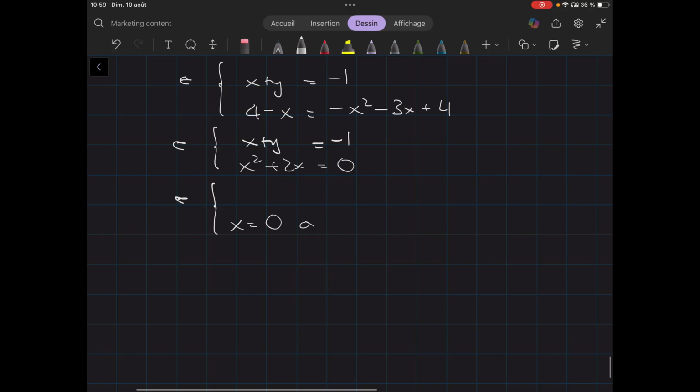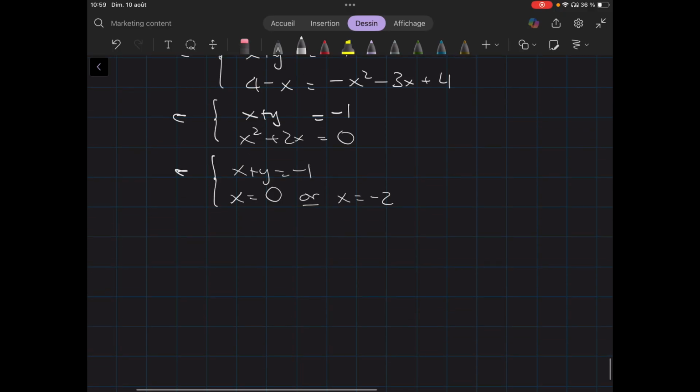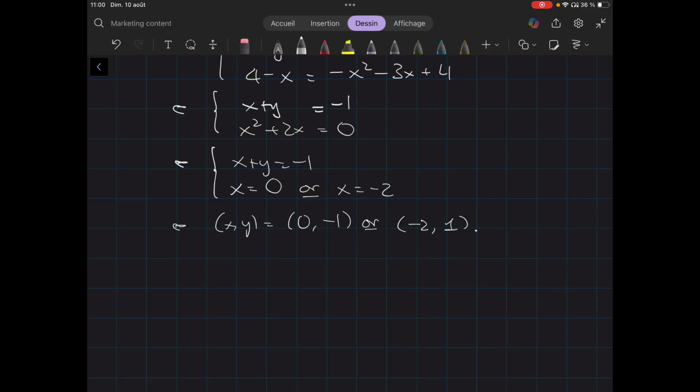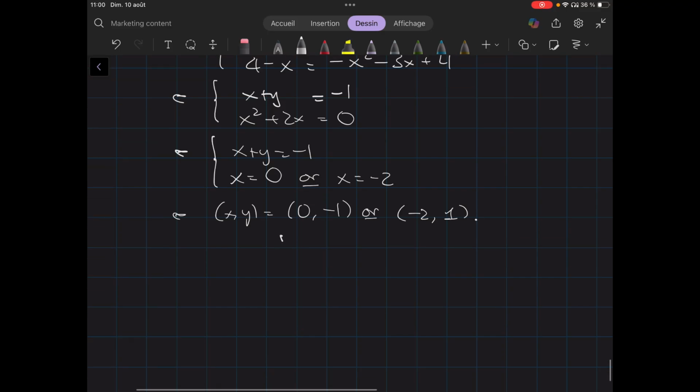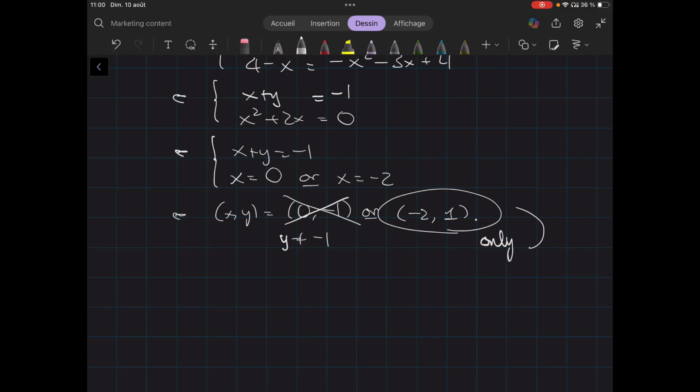So x is equal to 0 or x is equal to negative 2. If x is equal to 0, then y is equal to negative 1. If x is equal to negative 2, then y is equal to 1. But y cannot be equal to 1. Sorry, y cannot be equal to negative 1. We cannot accept the first solution. Therefore, the only answer we have is negative 2 and 1.